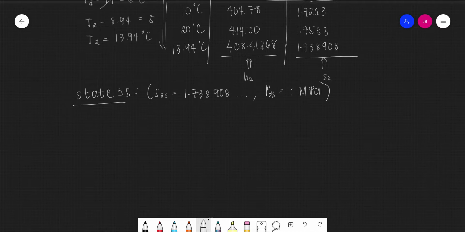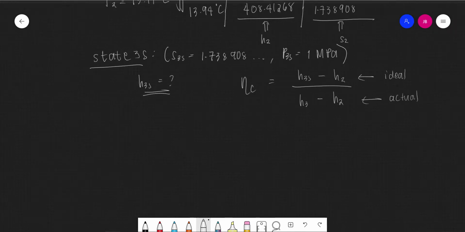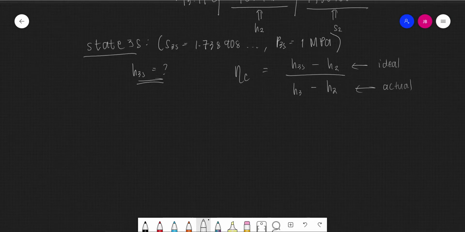We need to solve H3s because our strategy is to use this and the compressor efficiency formula as well, which is this, which signifies that this is your ideal work and this is your actual work. So let's now solve H3s. How do we do that? We're gonna do another set of interpolation using the superheated region, this time at a pressure of 1 megapascal. So let's create our interpolation table.